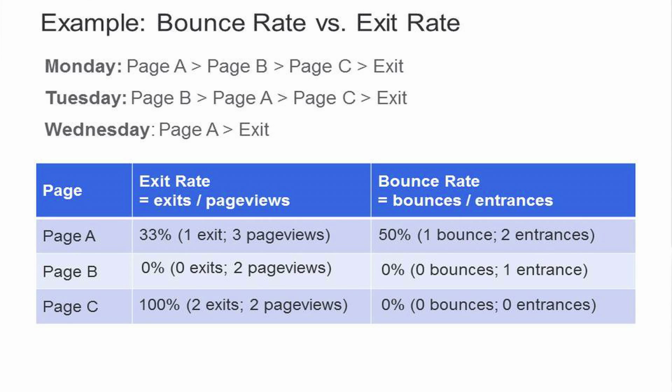Whereas looking at bounce rate for each of these pages, we can see that page A had 1 bounce and 2 entrances, giving us a 50% bounce rate. Page B had 0 bounces and 1 entrance, giving us a 0% bounce rate. And page C also came in at a 0% bounce rate with 0 bounces and 0 entrances.